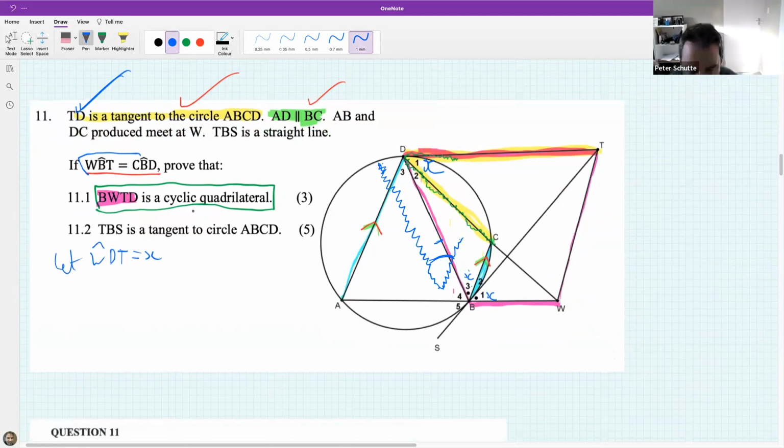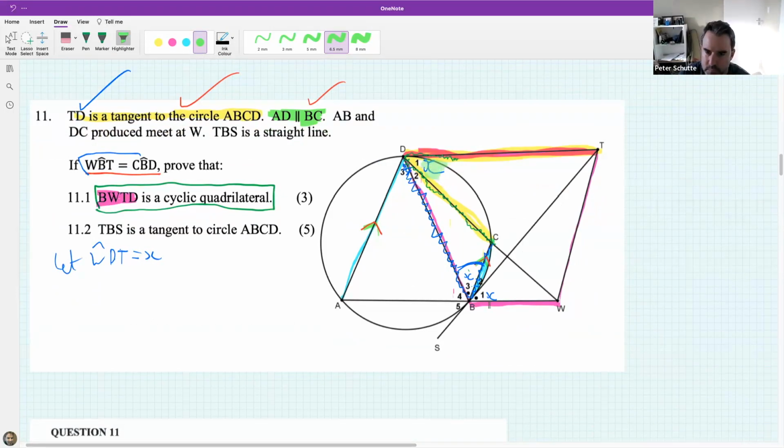But why is that helpful? So while I try to deal with the thing there, why is that helpful for me in proving that BWTD is a cyclic quad? I really want to point you to these two angles. Why am I highlighting those green things there? What does that allow me to do?